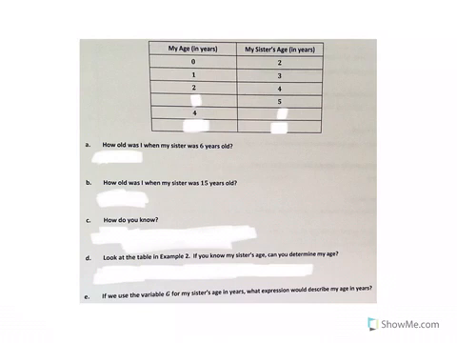All right, we have another pattern, another table. This is not the same one, even though it looks the same. And again, I'm going to first look for patterns. 0 plus 2 gets to 2. 1 plus 2 gets to 3. 2 plus 2 equals 4. So I'm starting to think my pattern is, once again, my age in years plus 2.